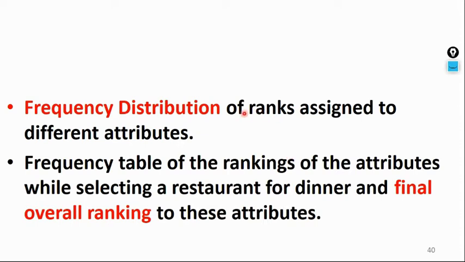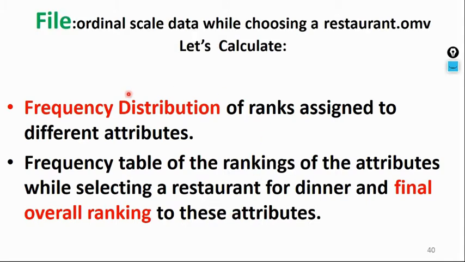Friends, we want the frequency distribution of ranks assigned to different attributes. A frequency distribution table of the ranking of the attributes while selecting a restaurant for dinner, and we would like to know the final overall ranking of these attributes. We have a file for this questionnaire. File name: ordinal scale data while choosing a restaurant.omv. It is the extension of a Jamovi file.